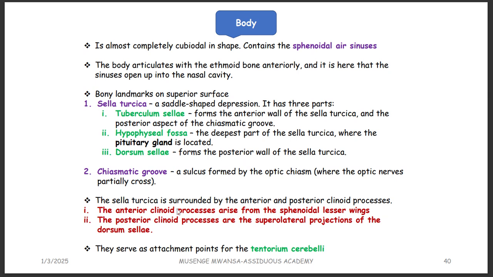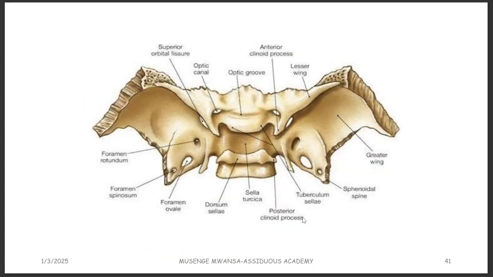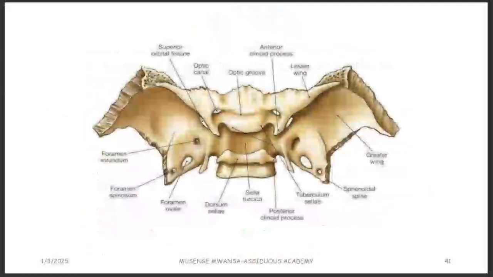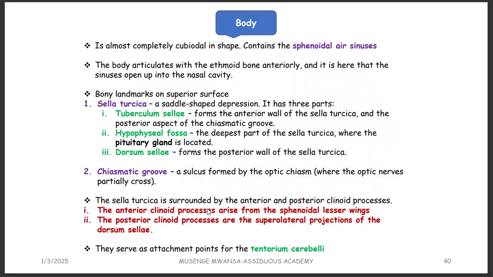So the sella turcica is surrounded by the anterior and posterior clinoid processes. Can you see this prominence here? That's the anterior clinoid process. And this prominence here is the posterior clinoid process. The anterior clinoid process comes from the lesser wing, because this is the lesser wing, while the posterior clinoid process comes from the dorsum sellae. Hope that makes sense. And these clinoid processes are going to be the attachment for the tentorium cerebelli.